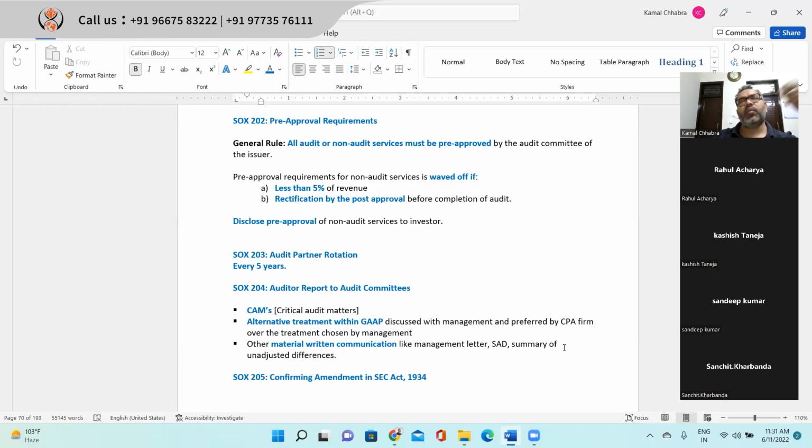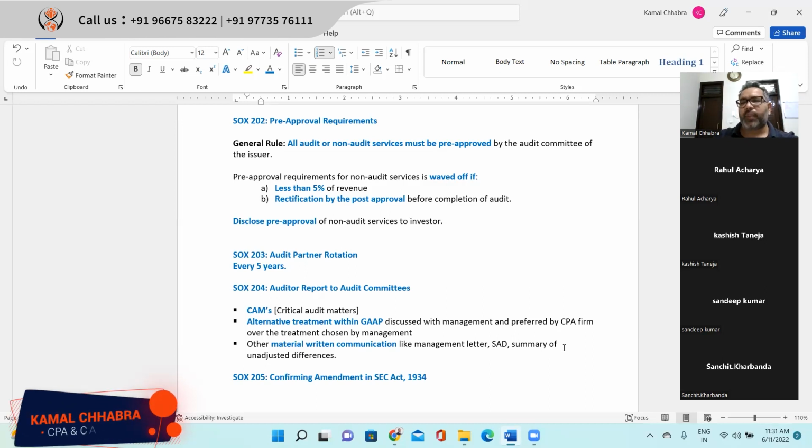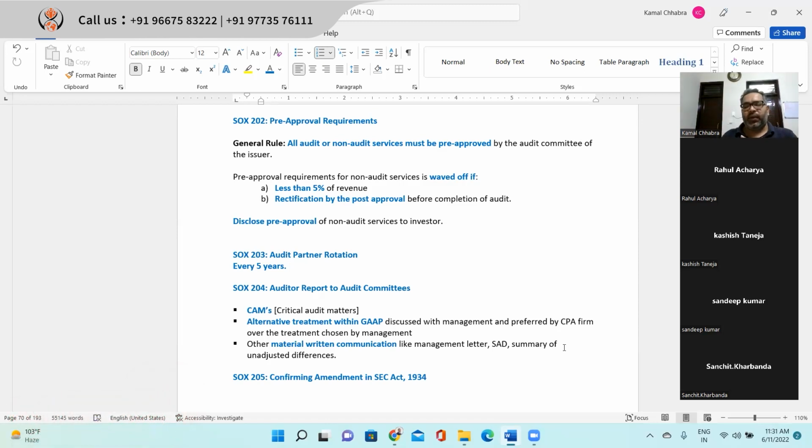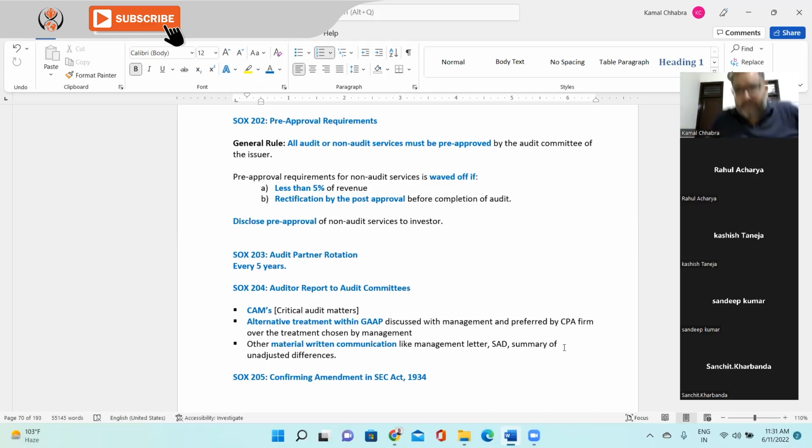So if the audit committee does the post-approval of the services provided by the auditor, then also it is fine, but it has to be before signing the audit report. It should not be that after signing the audit report, you go back to the audit committee for rectification. So rectification is possible, but before signing of the financial statements and audit report. Make sense?